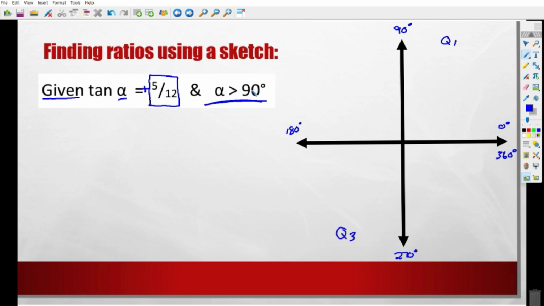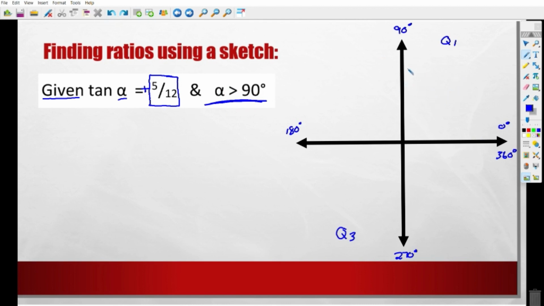So if they say that A is greater than 90, and A starts here, if I go up this way, I'm starting at 0 and going up until 90 degrees, then I'm going to 180 degrees and 270 until I get all the way to 360. So I'm going anti-clockwise, and we know that A is greater than 90. Which quadrants could I possibly be in? Can I be in quadrant 1?